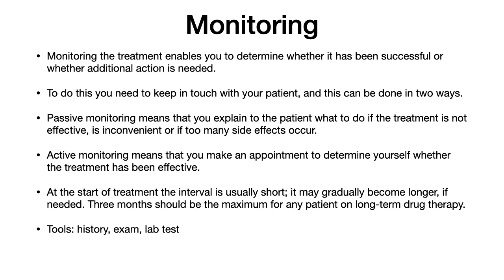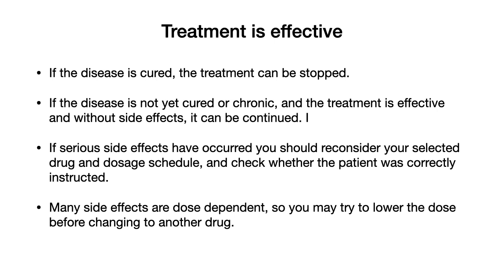Sometimes when we start treatment, especially for blood pressure or diabetes, we might need to see the patient sooner. When the patient becomes stable, then you can space the monitoring, maybe every 3 months. If the disease is cured, this means that treatment was effective and you can stop the medication. If the disease is not yet cured, or if it's chronic, and treatment is effective and without side effects, you continue the treatment. If side effects have occurred, you should reconsider your selected drug or dosage schedule and check whether the patient was correctly instructed.